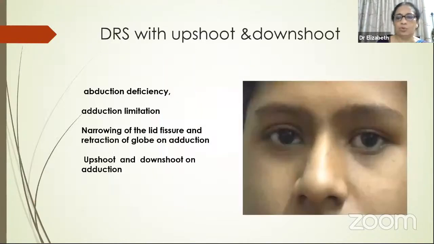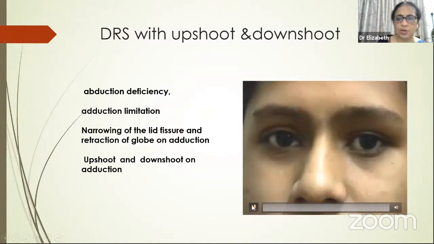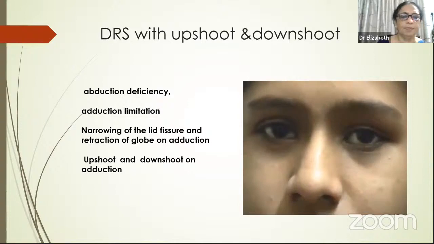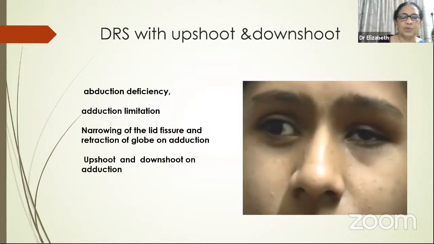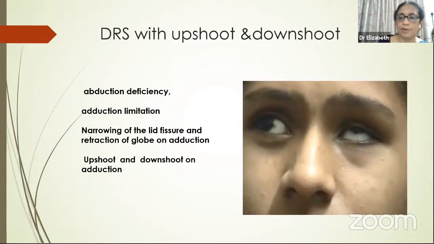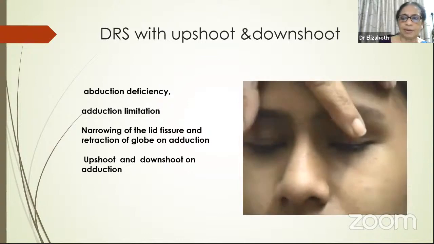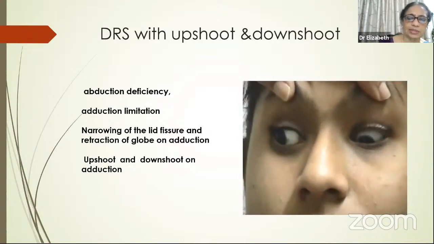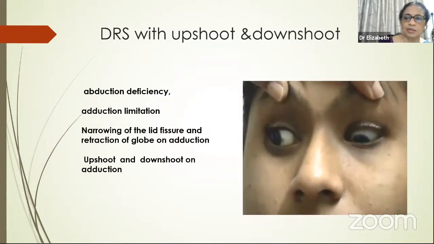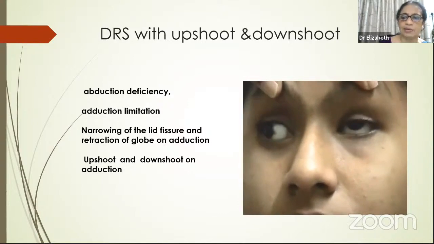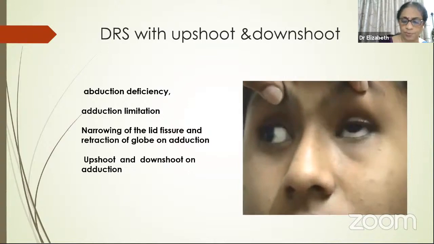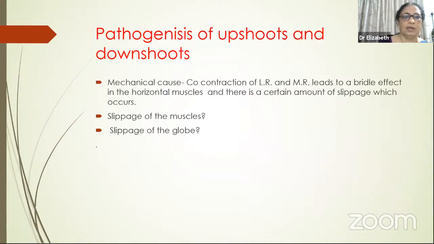And then we'll come to upshoots and downshoots. You can look at this video. Upshoots and downshoots are common with Duane's retraction syndrome. In this video, you can see there is adduction and abduction deficit plus upshoot and downshoot, which is occurring in the same eye. Now you can see there is a downshoot and sometimes upshoot. Both upshoots and downshoots occurring in the same eye is always a Duane's retraction syndrome. This is a left DRS.